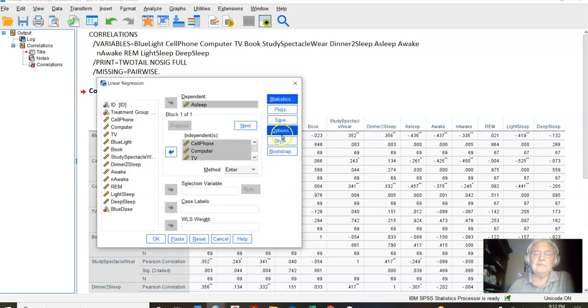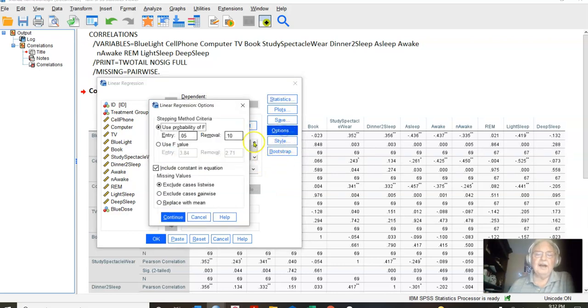All right. And under the options, we could exclude cases listwise or exclude cases pairwise. Now, in the multiple correlation, you saw that we had missing data where some were 67 and others were 69. There, the option was to include cases pairwise. Here, if any of the independent variables or the dependent variable is missing, we're going to get rid of the whole subject. So we'll see how many subjects we end up with. We start with 69. We'll see what happens.